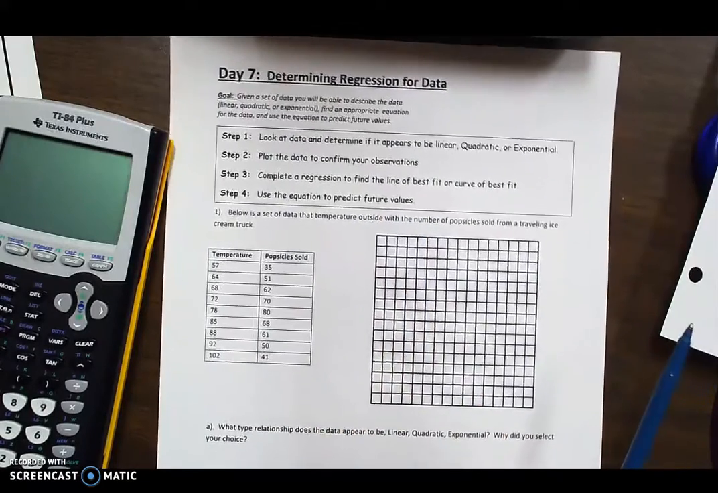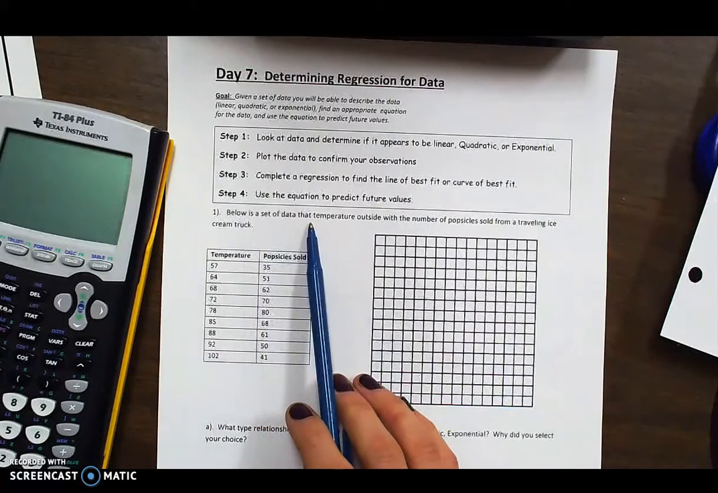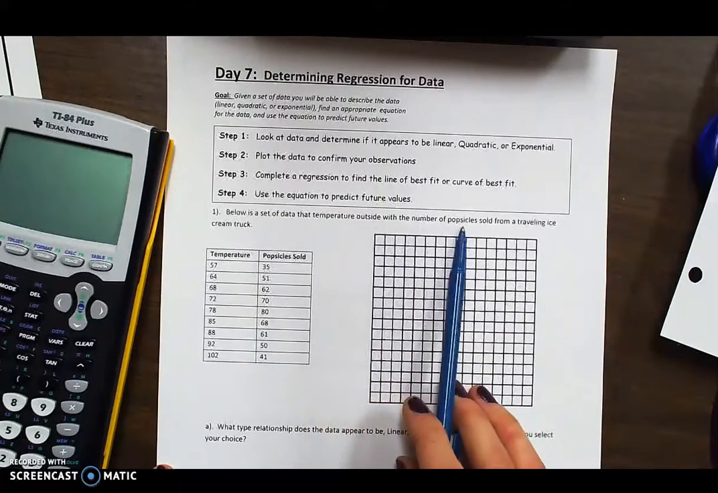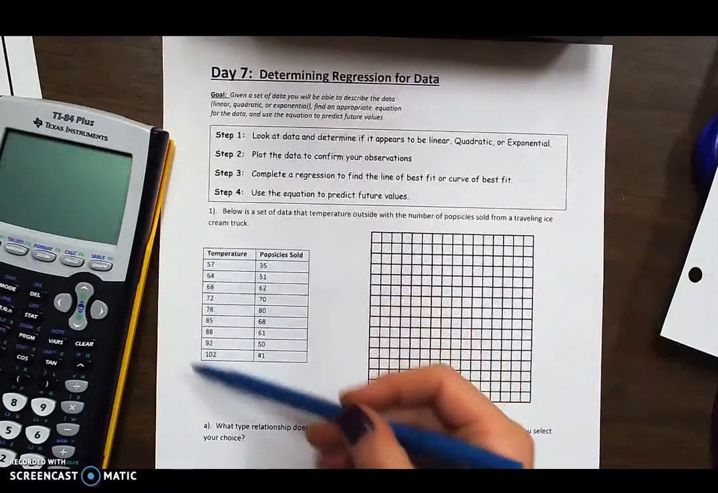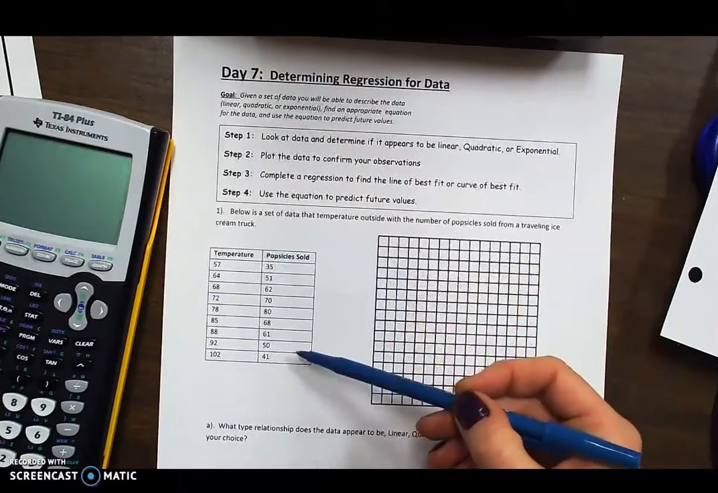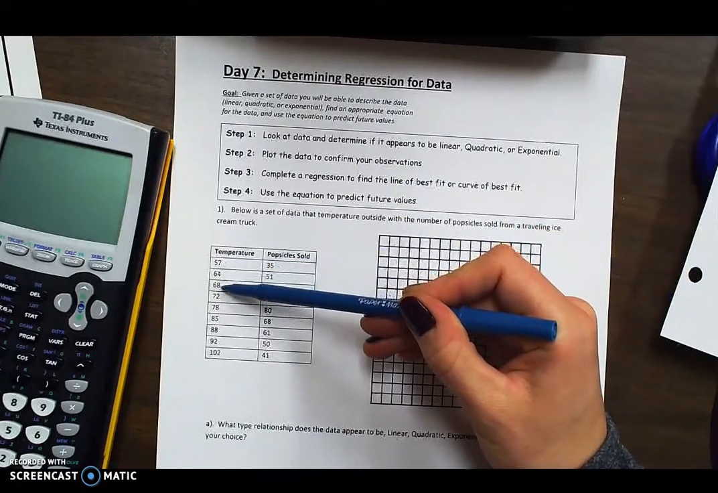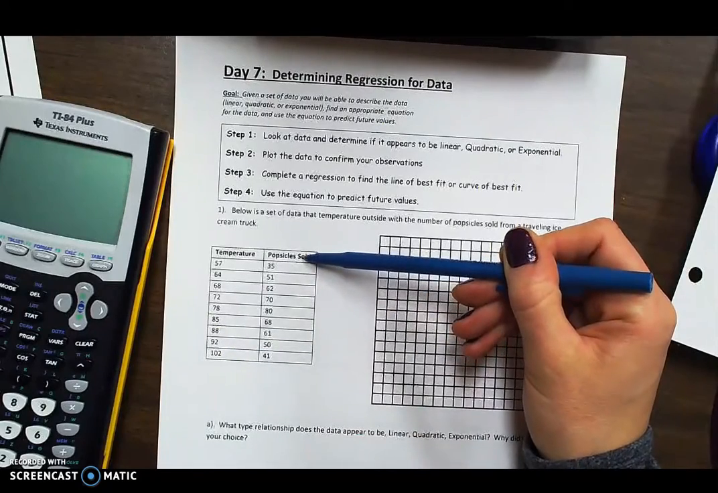Okay, so let's go ahead and take a look at our very first set of data. Below is the set of data about temperatures outside with the number of popsicles sold from a traveling ice cream truck. So here we have the temperatures. Here we have the popsicles sold. So let's take a look.